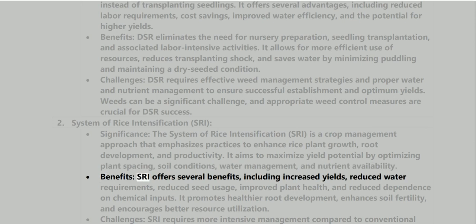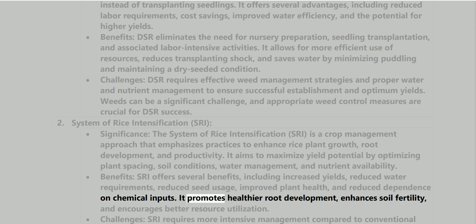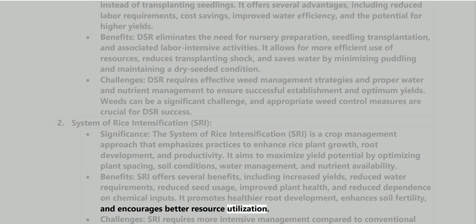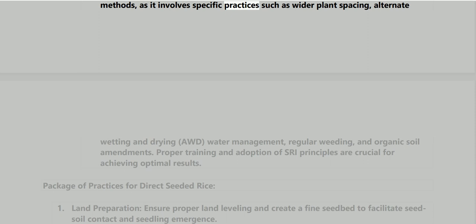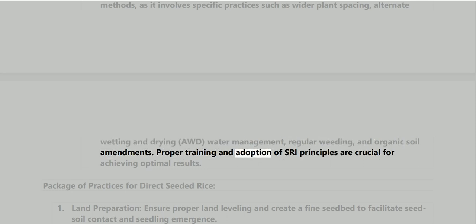Benefits. SRI offers several benefits, including increased yields, reduced water requirements, reduced seed usage, improved plant health, and reduced dependence on chemical inputs. It promotes healthier root development, enhances soil fertility, and encourages better resource utilization. Challenges. SRI requires more intensive management compared to conventional methods, as it involves specific practices such as wider plant spacing, alternate wetting and drying, AWD, water management, regular weeding, and organic soil amendments. Proper training and adoption of SRI principles are crucial for achieving optimal results.